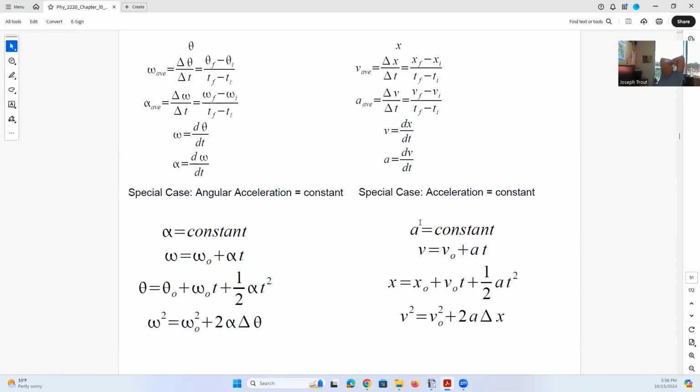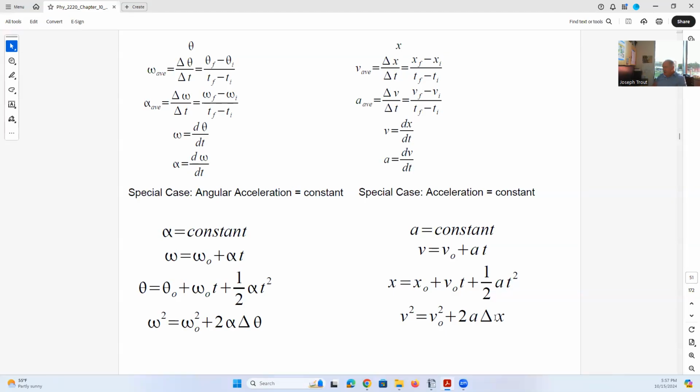If acceleration is constant, in the translational case, we found that velocity was linear: velocity was equal to v naught plus at. And we could predict our position: x was equal to x naught plus v naught t plus 1/2 at squared. And we had this extra equation for finding the velocity as a function of position: velocity squared equals velocity initial squared plus 2a delta x.